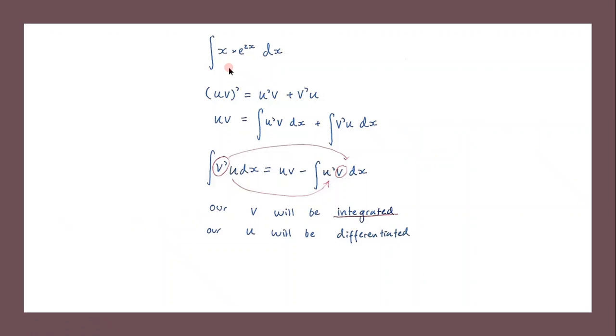I'm not sure what version of the integration by parts formula you have, so it's important to check that the formula you're looking at is the same as mine. So this is why I like to derive it, so I know exactly what my v is and what my u is, because it can get confusing. So I've chosen to integrate e to the 2x and to differentiate x.